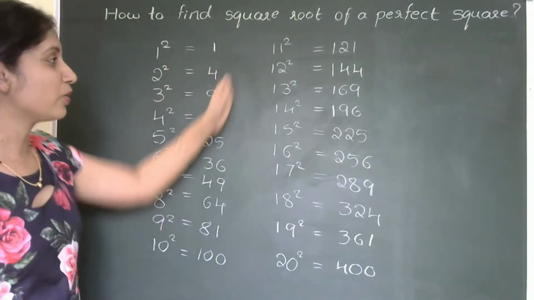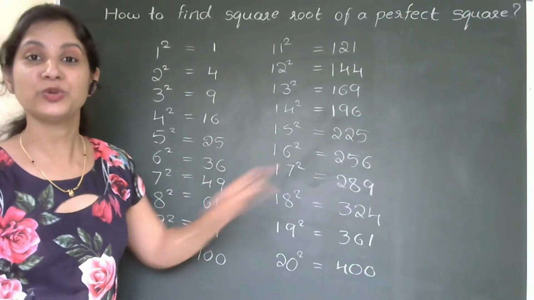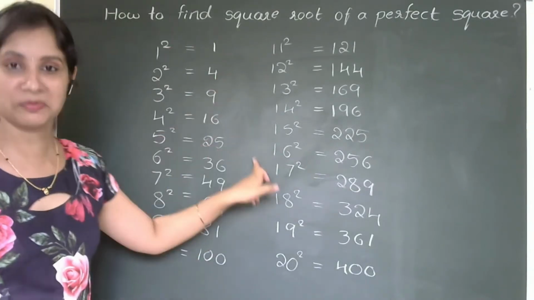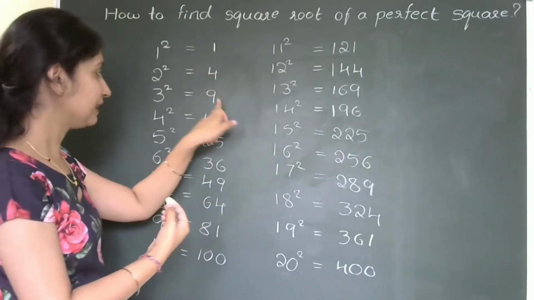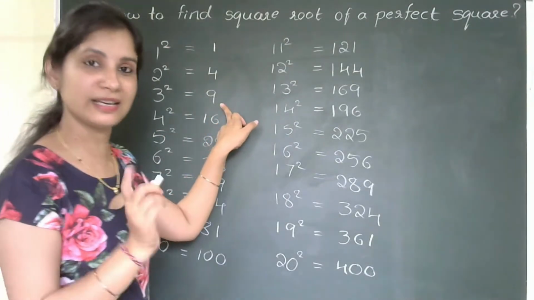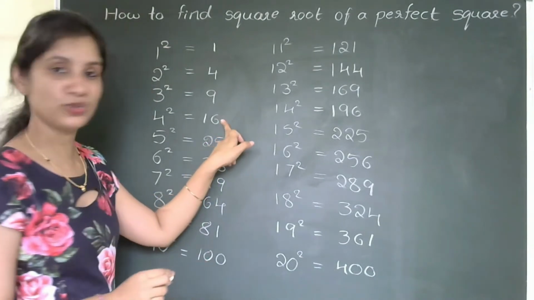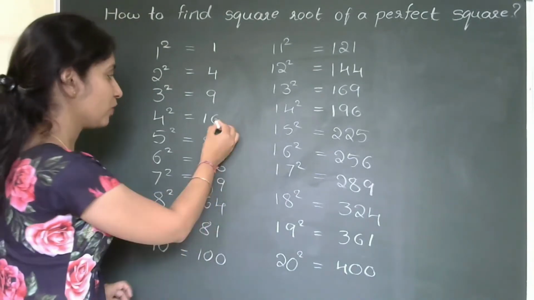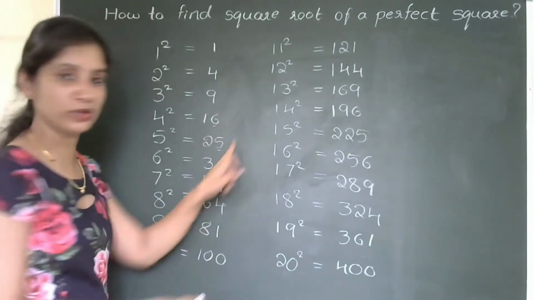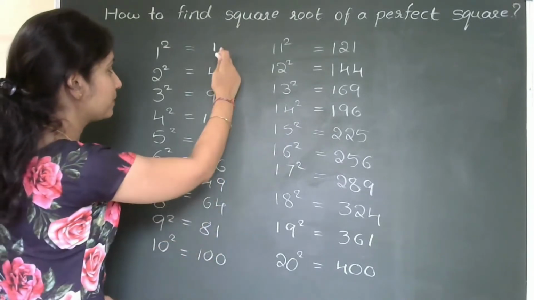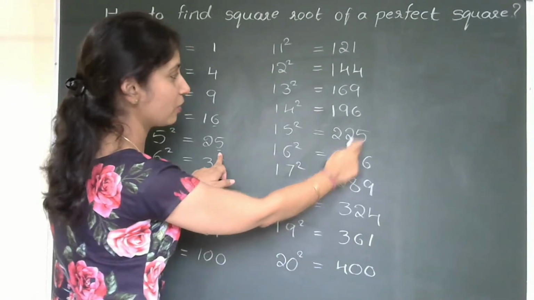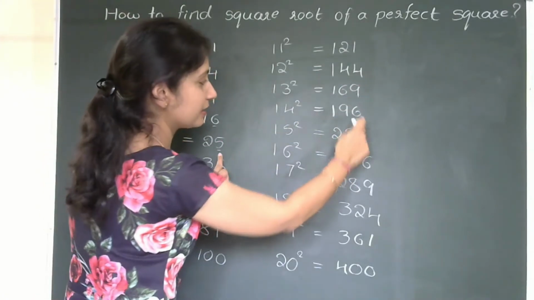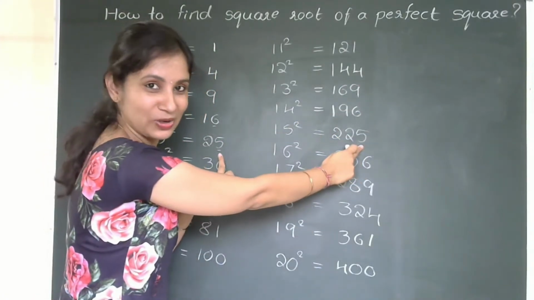Now we are going to concentrate only on the unit places of square numbers. Yes, 1 square is 1. Till this you will get only a single digit. From this you will get 2 digits. So I am concentrating only on unit places. You are observing 1, 4, 9, 6, 5. Please go to this column: 1, 4, 9, 6, 5. I hope you got it, right?